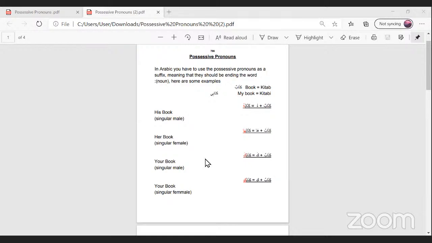If you wanted to make it your book for a male, kitabuka, kaf with a fatha. And if kaf with a kasra comes, kitabuki, that means your book for a female. Kitabuki means your book for a female.